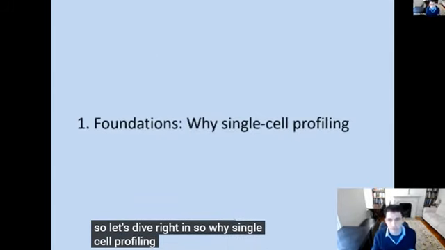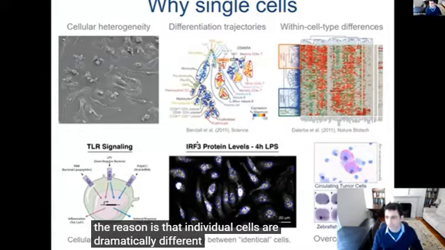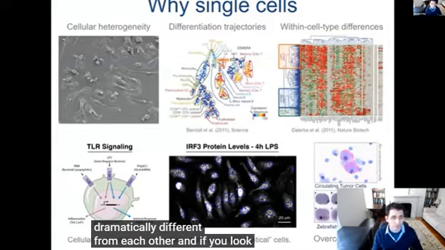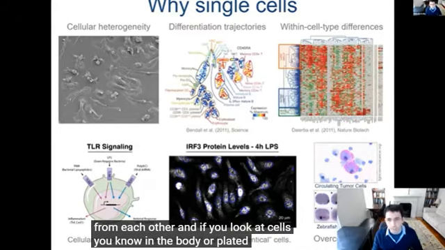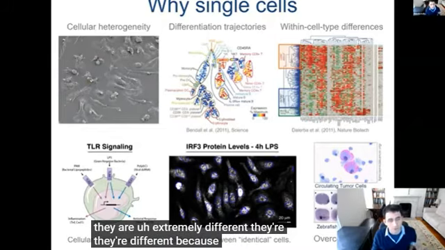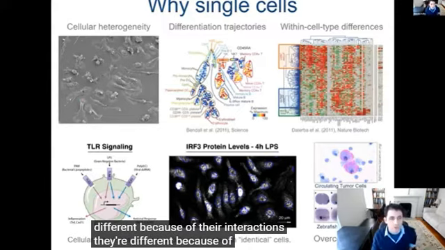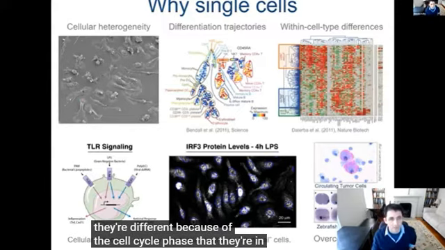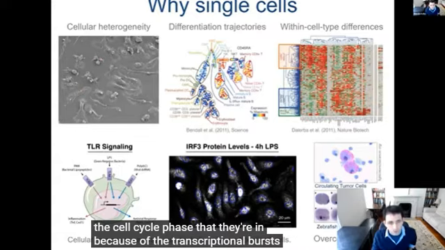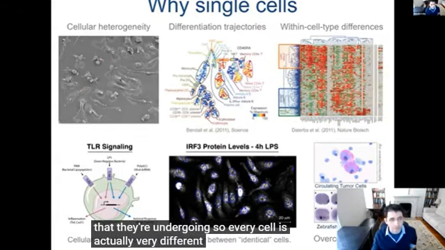So why single cell profiling? The reason is that individual cells are dramatically different from each other. Namely, if you look at cells in the body or plated, they are extremely different. They're different because of their environmental stimuli. They're different because of their interactions. They're different because of the cell cycle phase that they're in, because of the transcriptional bursts that they're undergoing. So every cell is actually very different from each other.